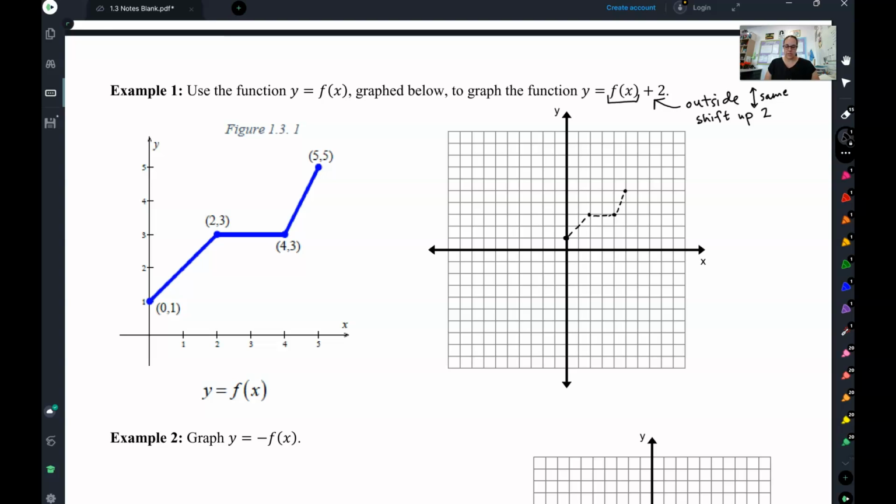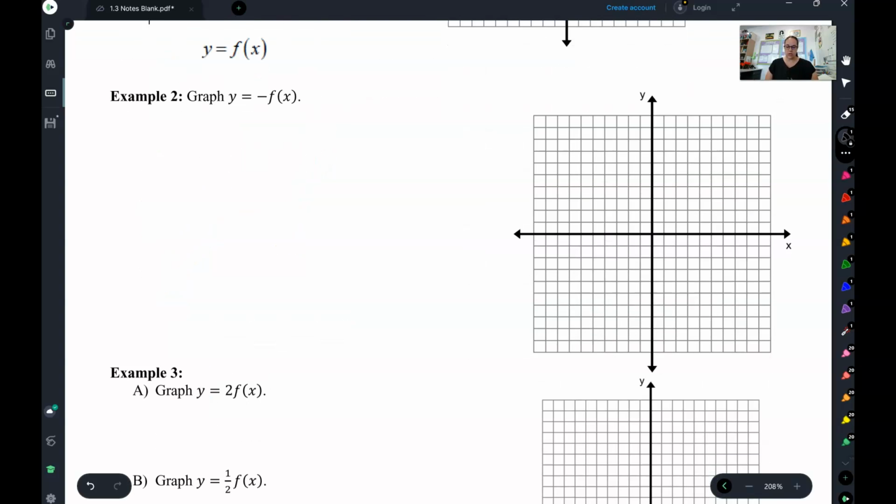So what I'm going to do is take all these points and move them all up 2. Notice that moving them up 2 only changed the y value, not the x value. And then we're done. That's it. We moved up 2, we're finished. So let's try another example.